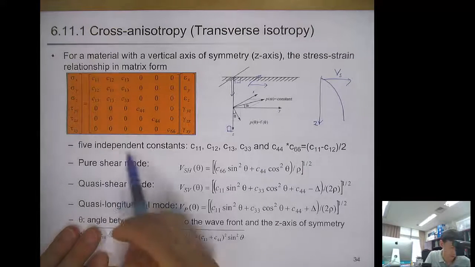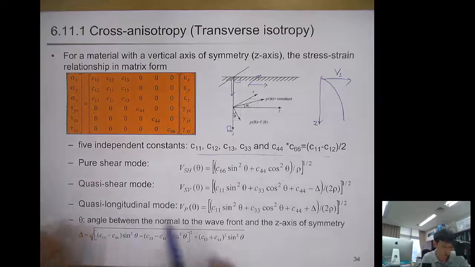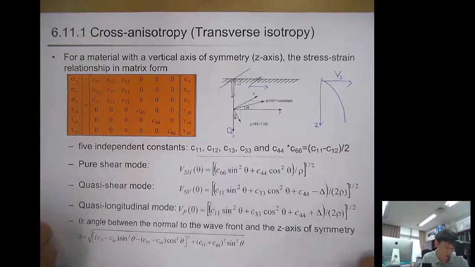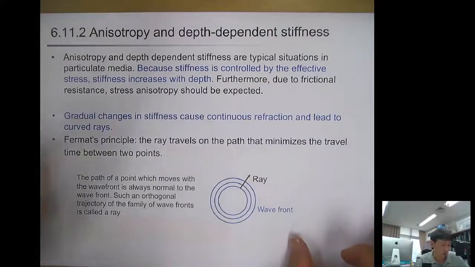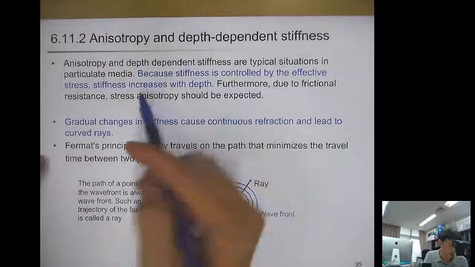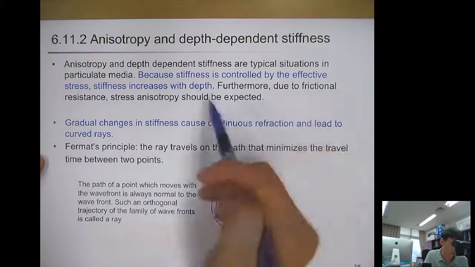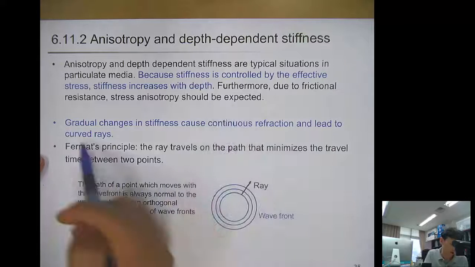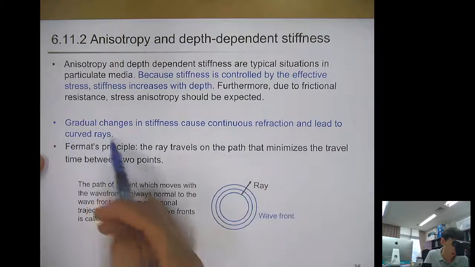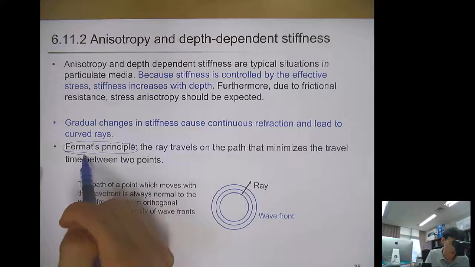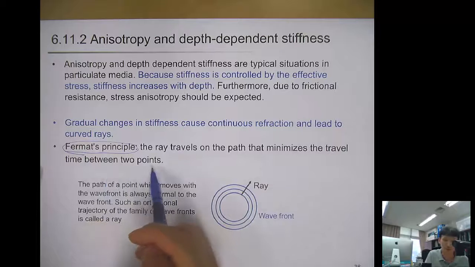This is the cross anisotropic problem, and 5 independent constants are required like this, and pure shear mode, quasi shear mode, and quasi longitudinal mode, and theta is the angle between the normal and the wave front, and the z-axis is the symmetry axis. So if we go over here, the stiffness is controlled by the effective stress. Stiffness increases with depth. Furthermore, due to the frictional resistance, stress anisotropy should be expected. And gradual changes in stiffness cause continuous refraction and lead to curved rays. So this follows Fermat's principle. The ray travels on the path that minimizes the travel time between 2 points.